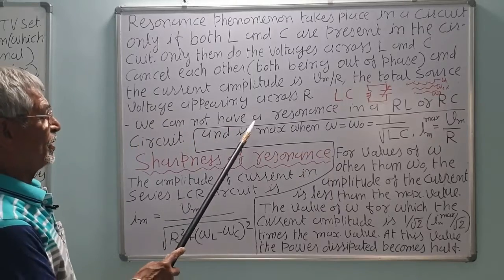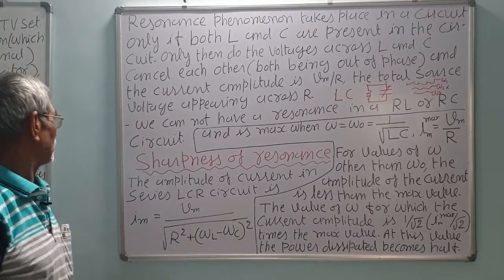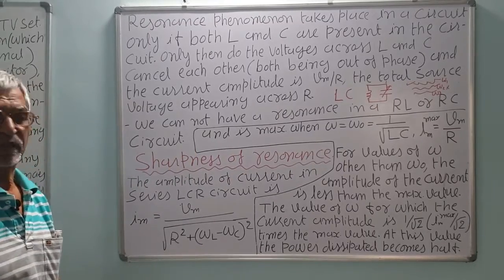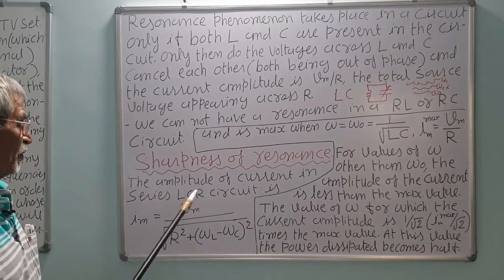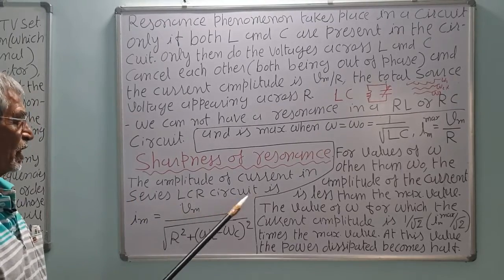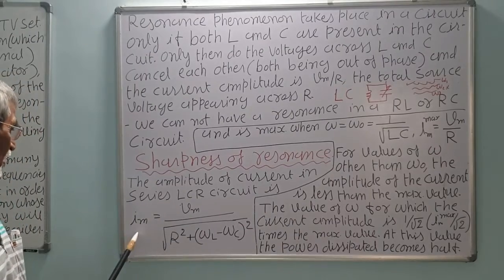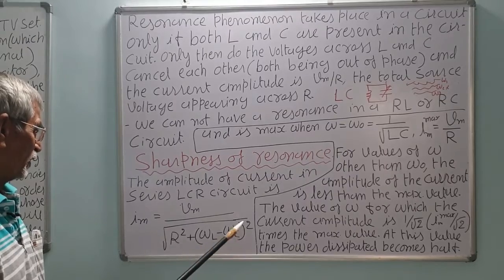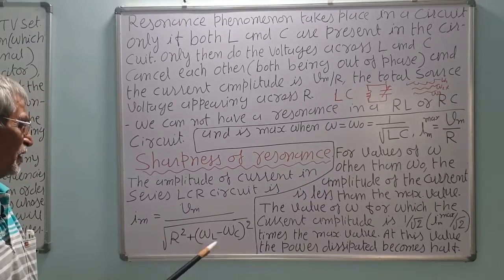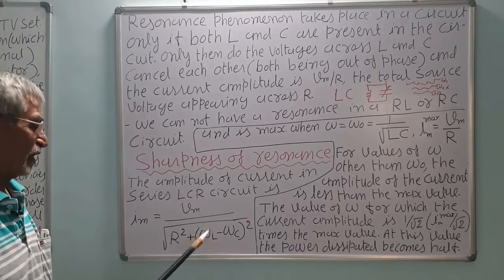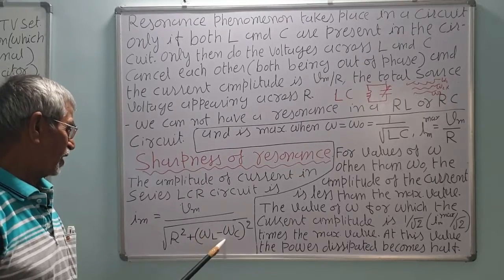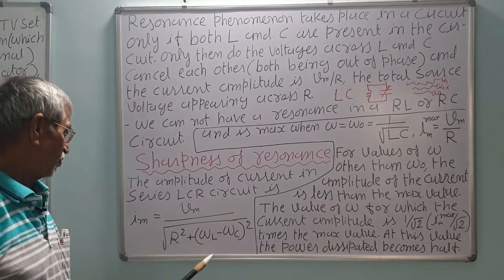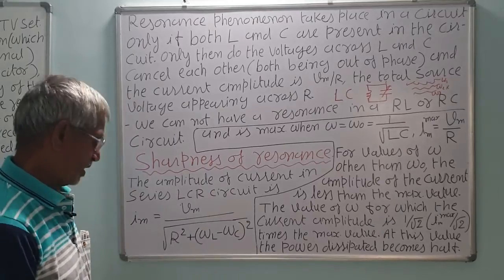We cannot have a resonance in an RL or RC circuit. Correct? Now the sharpening of resonance: it should be very sharp. The amplitude of the current in the series LCR circuit, we have already seen, is Im equal to Vm upon under root of R square plus bracket omega L minus 1 upon omega C, whole square, or 1 upon omega C minus omega L. If inductive reactance is more, it will be omega L minus 1 upon omega C. If capacitive reactance is more, you can write 1 upon omega C minus omega L. Correct?